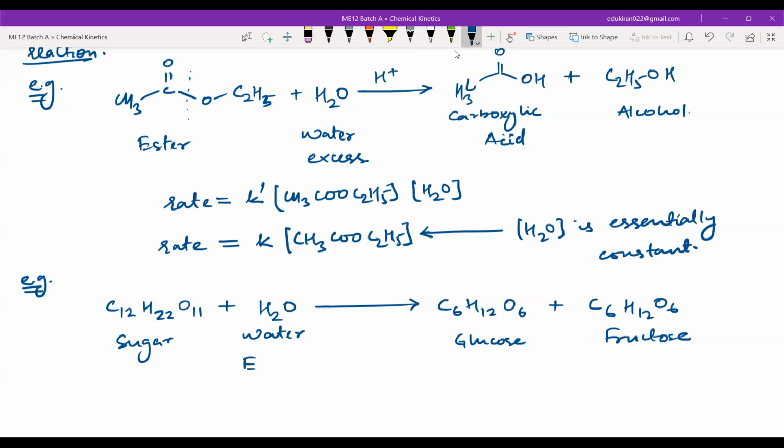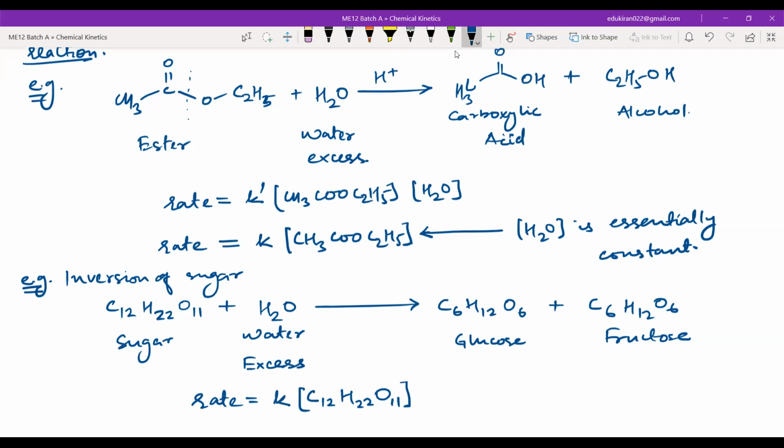This water is in excess. That is why the rate of these types of reactions, inversion of sugar, will only depend on the concentration of sugar. That is why the rate is K into the concentration of C12H22O11. So this will be the rate equation.